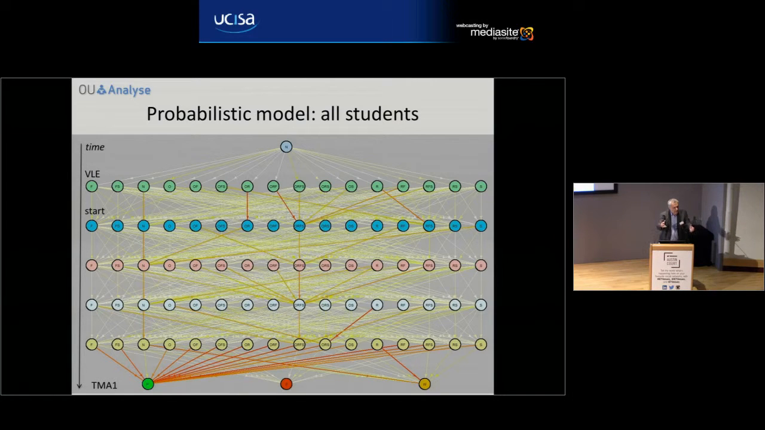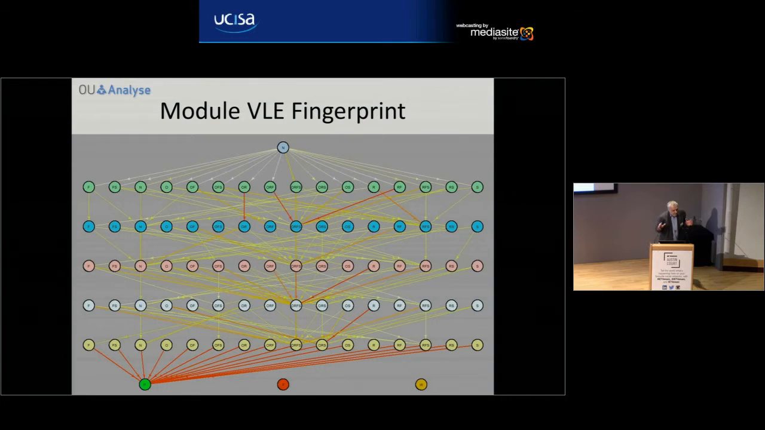Imagine that we remove from this diagram everything which goes to the red and yellow bubble. You will get something like this. And these are all possible ways you can study this course from the start to the first TMA and succeed. So you can organize your study as you wish. As long as you are within this diagram, you are very likely to succeed. We call it a module fingerprint.